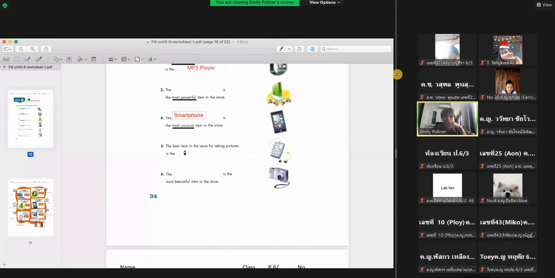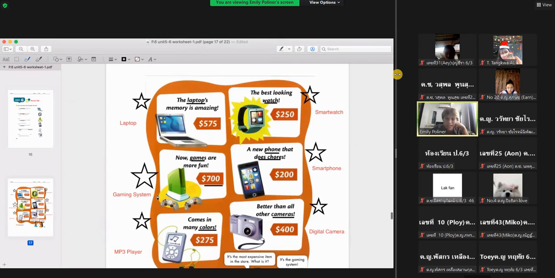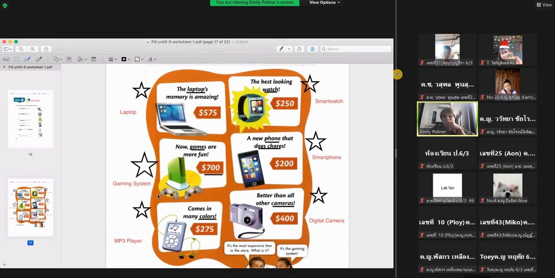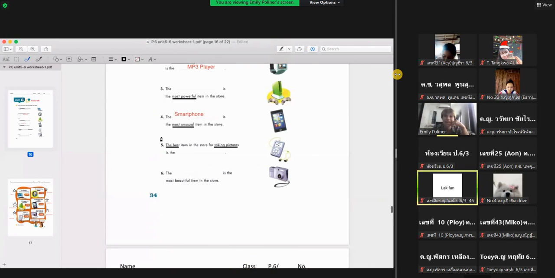Smartphone. All right. The best item in the store for taking pictures. Which one helps us take pictures? The camera. The digital camera. Phones take pictures too, but this is the best item for taking pictures.